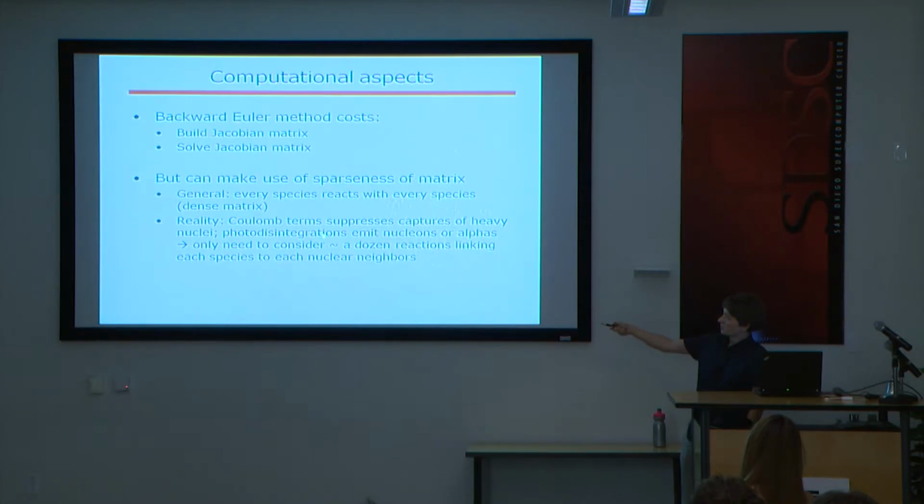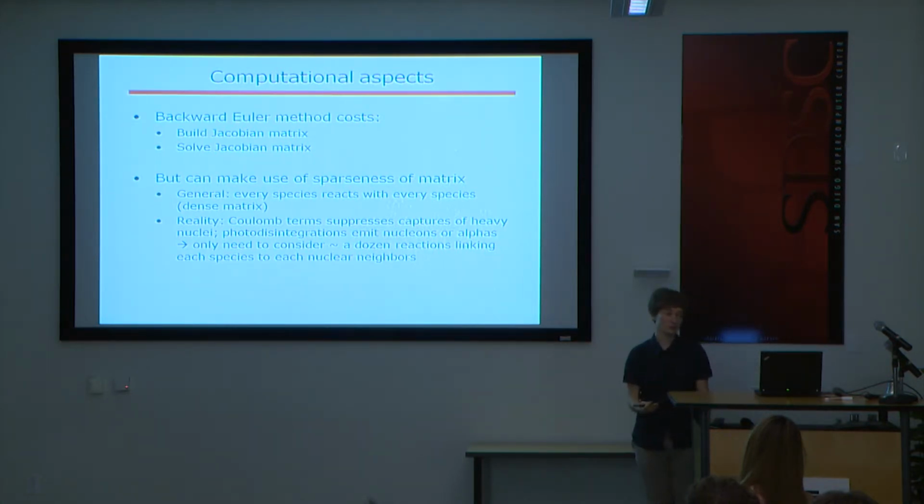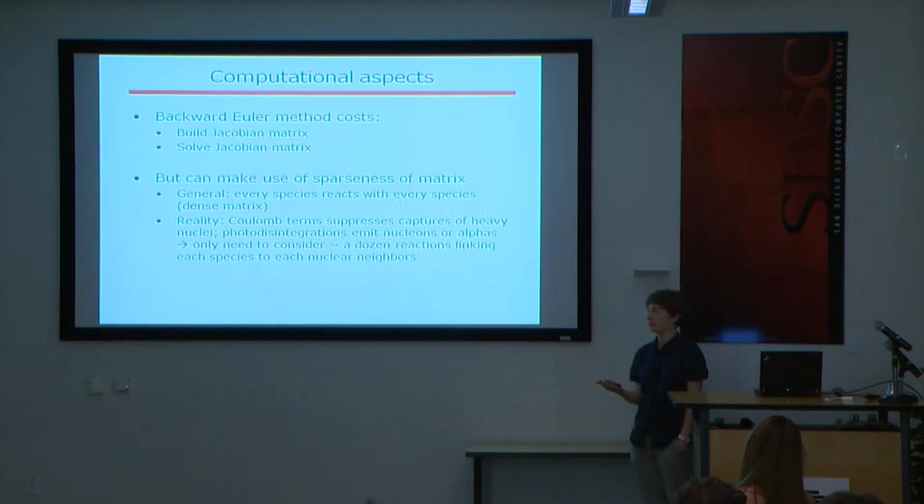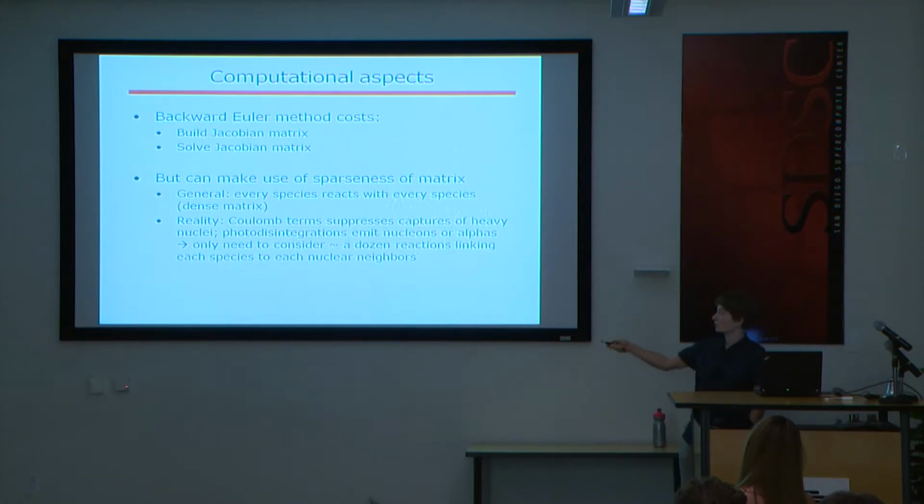Also, photodisintegration reactions predominantly emit nucleons, so neutrons or protons, and alpha particles. So for each species, we only need to consider about a dozen reactions that link this one species with its, what I call, nuclear neighbors. So capturing, so that's the original species plus a neutron, plus a proton, or plus an alpha, and whatever you get to if you have a decay.